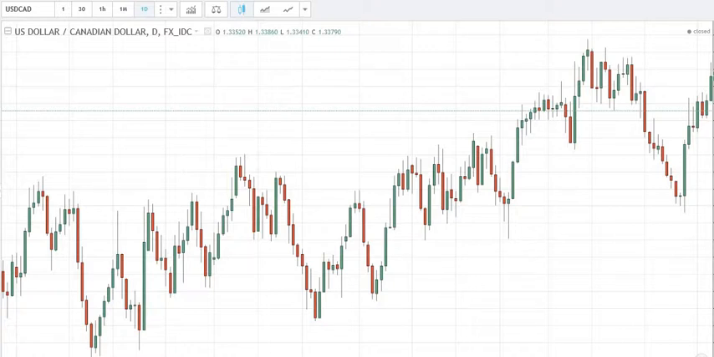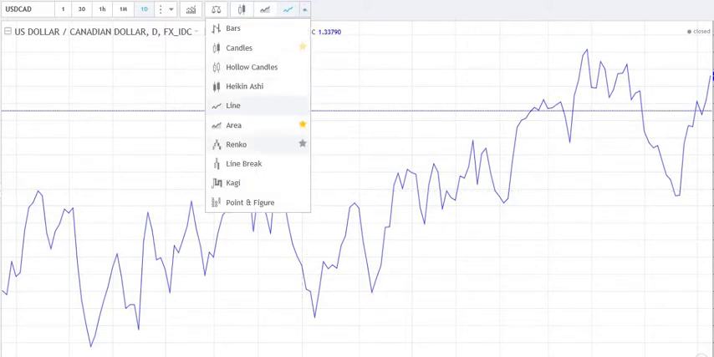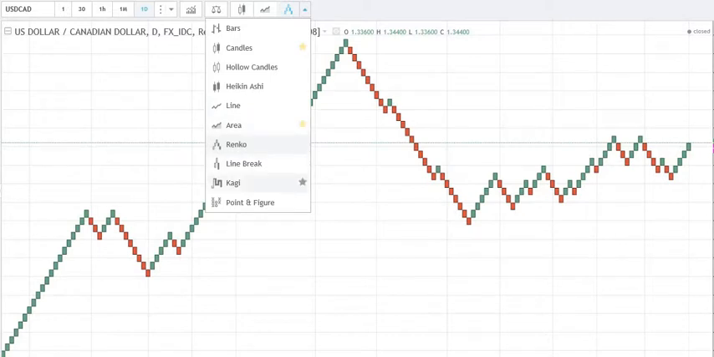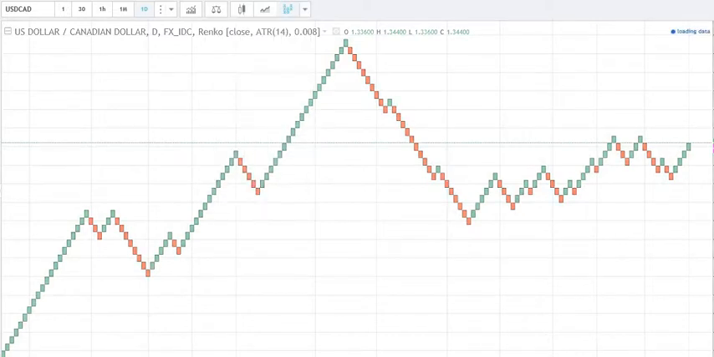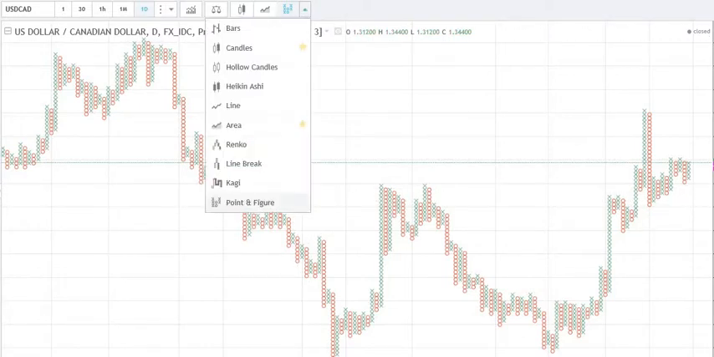Some people prefer to use a line. Let me show you here. The line is a little bit easier for them to use, and they like the way that is. There's other things as well. Not only that. Might do the renkos. For some folks, this right here is easy. There's a ton of different things you can use. For other folks, you know, these point and figure patterns are easy to use.